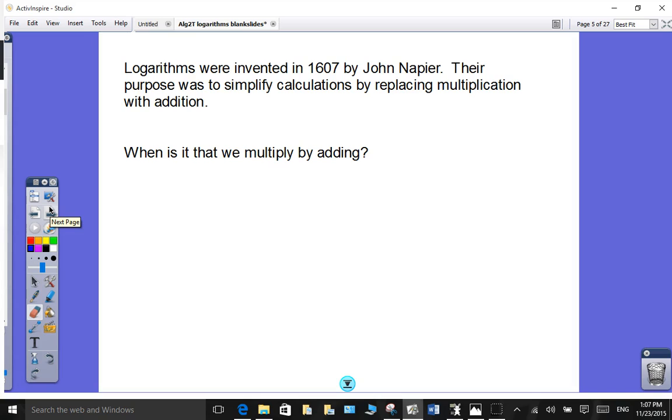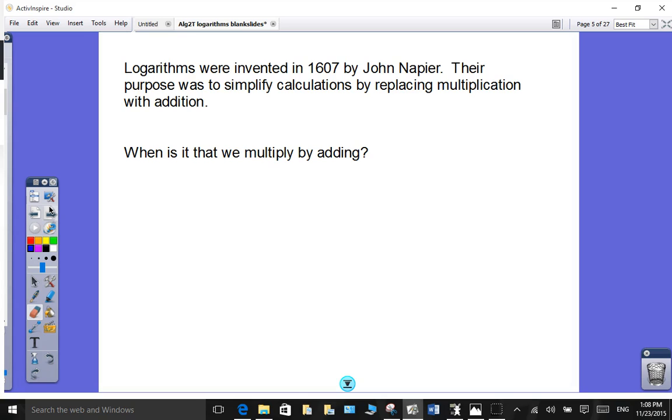So logarithms were invented in 1607 by a guy named John Napier. And actually, at the last school that I worked at, there was a student named John Napier. He didn't know that he was named the same name as a famous mathematician. But the reason they invented them at that time was because it made calculations easier. It did it by changing multiplication into an addition.